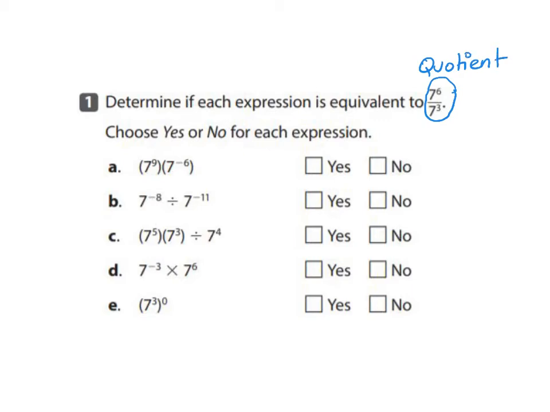And you might remember from class that the quotient rule says we subtract exponents. Okay, so if we subtract exponents when we have the same base, this would be 7 to the 6 minus 3, which would be 7 to the third. So we're looking for an answer that would be 7 to the third.